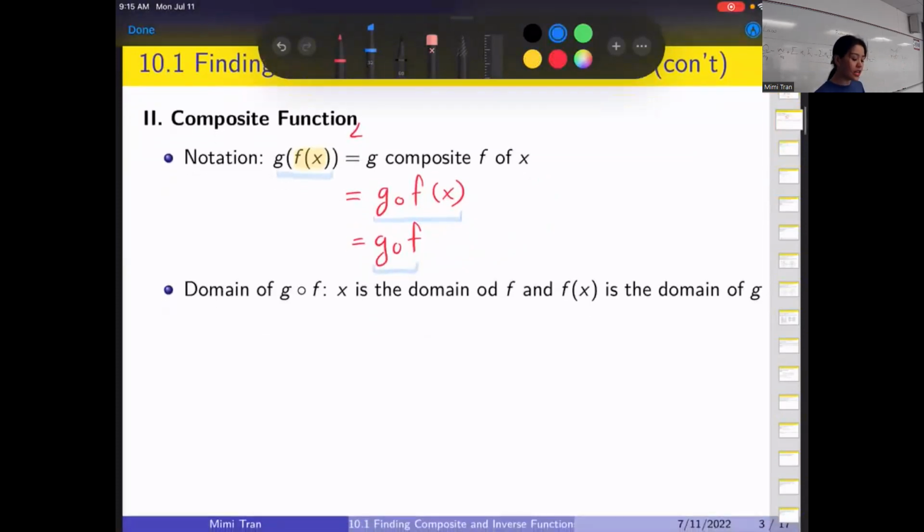Okay, so domain of g composite f of x. x is the domain of f. Remember, f inside g. So if you look at this one right here, what is the domain of f? What do you put in for f? What do you think? x, right? I put in x for f, and then whatever comes out of f, I put in for g, right? So x is the domain of f, and f of x is the domain of g because g is the outside layer, the outside doll, the big doll, right?